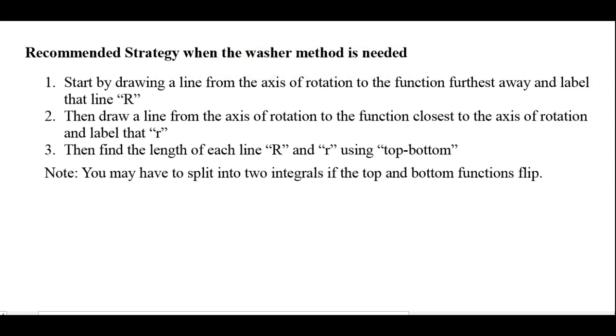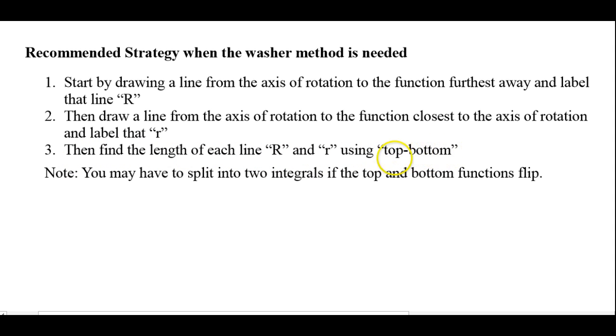When we think about rotating a particular region, if we can see that there's going to be a little area or a little region that's going to be sliced out of the inside, we know we need the washer method. And when that happens, first, start by drawing a line from the axis of rotation to the function that's furthest away from the axis of rotation and label that line big R. Then draw a line from the axis of rotation to the function that's closest to the axis of rotation and label that little r.